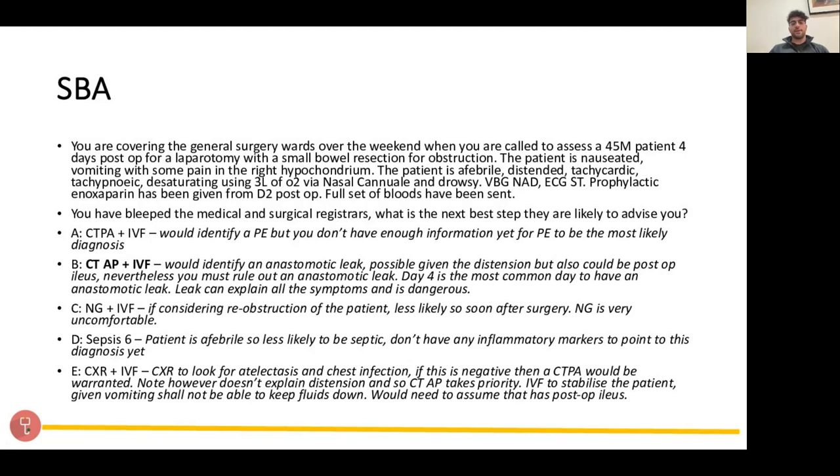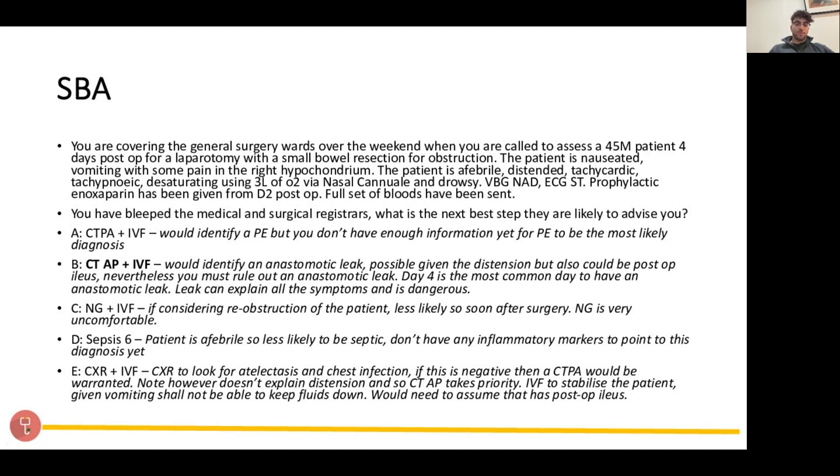Chest x-ray plus IVF. Now, you'd be considering here atelectasis and a chest infection, and if this is negative, then you'd consider a CTPA. However, it doesn't explain the distension. And again, we've already mentioned the reason for the IV fluids, and you would need to assume that the patient has a post-op ileus.